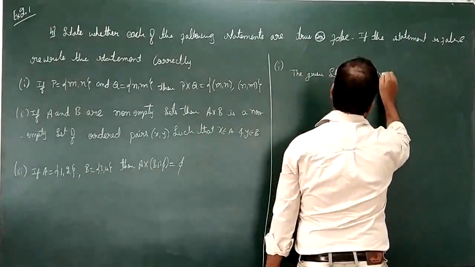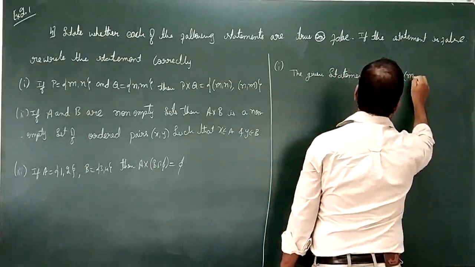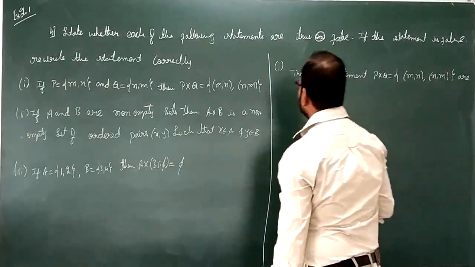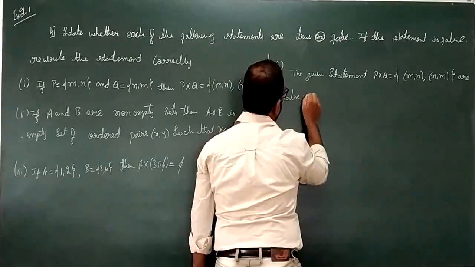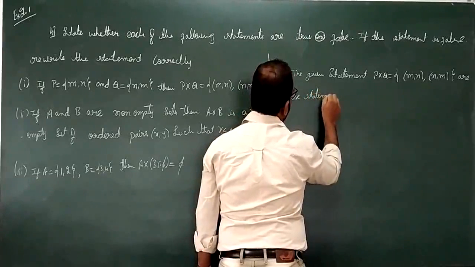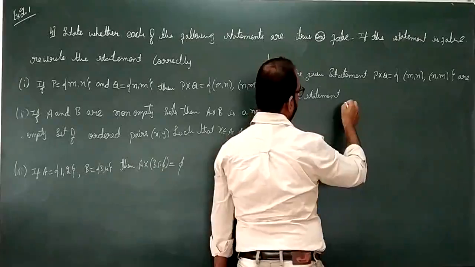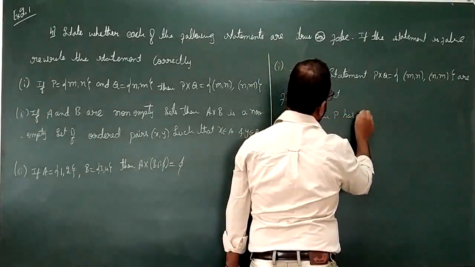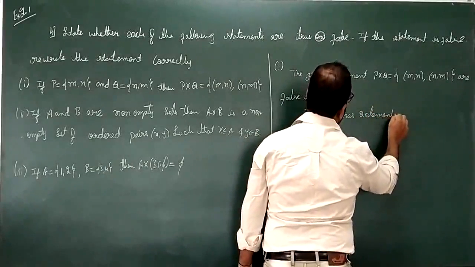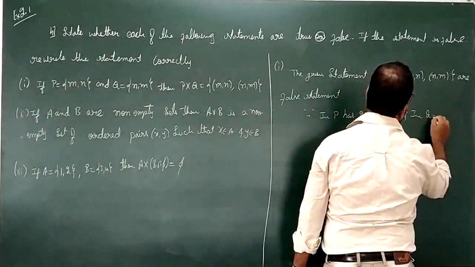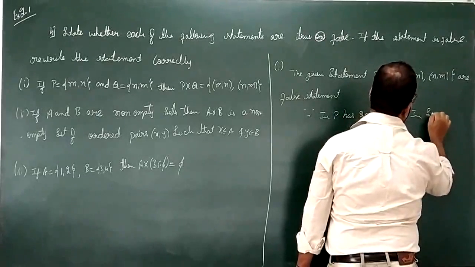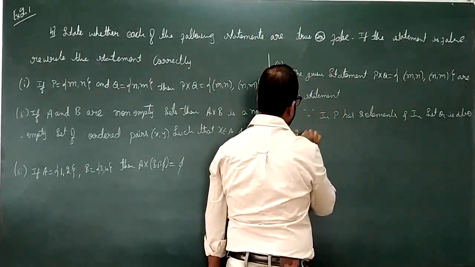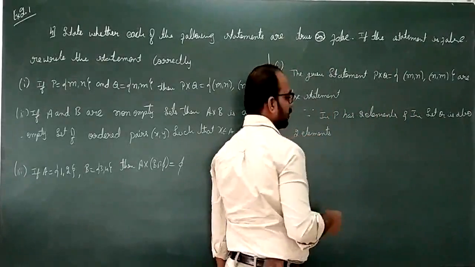The Cartesian product of P and Q is equal to {mn, nm}, a false statement here, because set P has two elements and also set Q is also two elements.